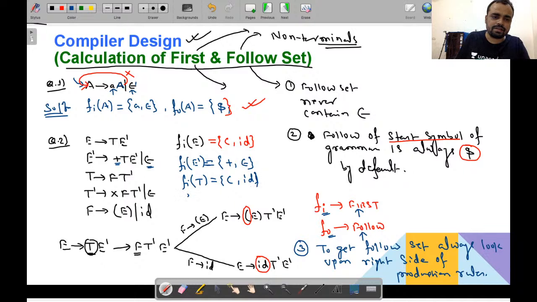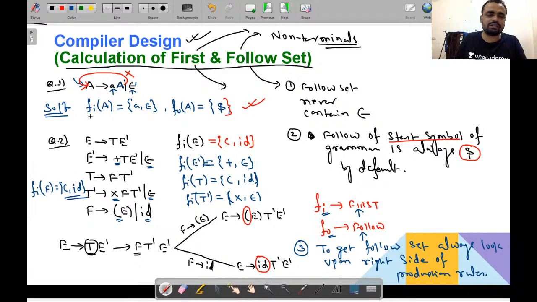ओके, सिमिलरली फर्स्ट ऑफ टी डैश, टी डैश का फर्स्ट कौन होगा? मल्टीप्लाई एंड एप्सिलॉन will become मल्टीप्लाई एंड एप्सिलॉन. सिमिलरली एफ का अगर आप फर्स्ट फाइंड आउट करो, फर्स्ट ऑफ एफ, तो यहां पर एक लेफ्ट ब्रैकेट आ रहा है, ठीक है ना, दूसरा आईडी आ रहा है, एंड वन इज द. सो दीज आर द फर्स्ट सेट.